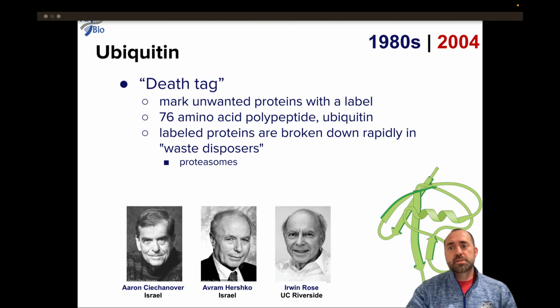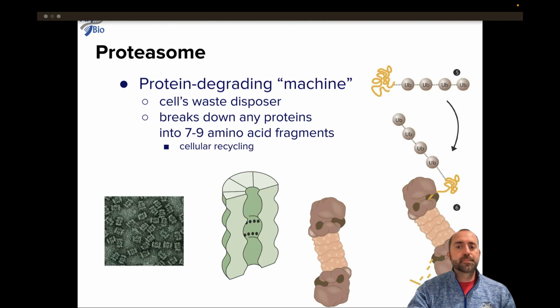This was discovered in the 1980s, and these three gentlemen won a Nobel Prize in 2004 for discovering that ubiquitin was like a death tag. It marked unwanted proteins with a label, and then these proteins would be broken down by proteasomes, which are like garbage disposals for proteins found in your cells. Cells that no longer want to use those proteins mark them with ubiquitin, and they get chopped up, and those pieces get reused to make new proteins that the cell actually needs.